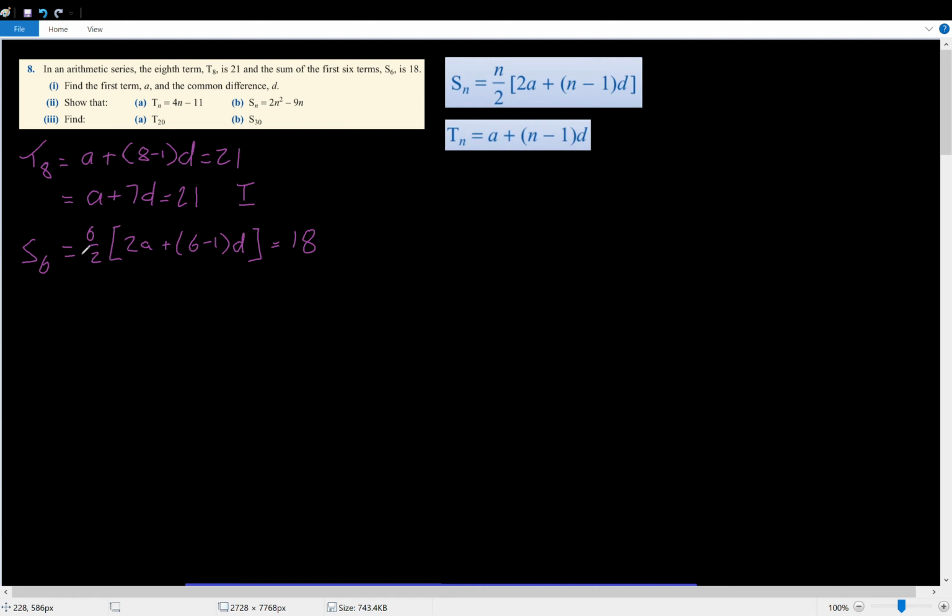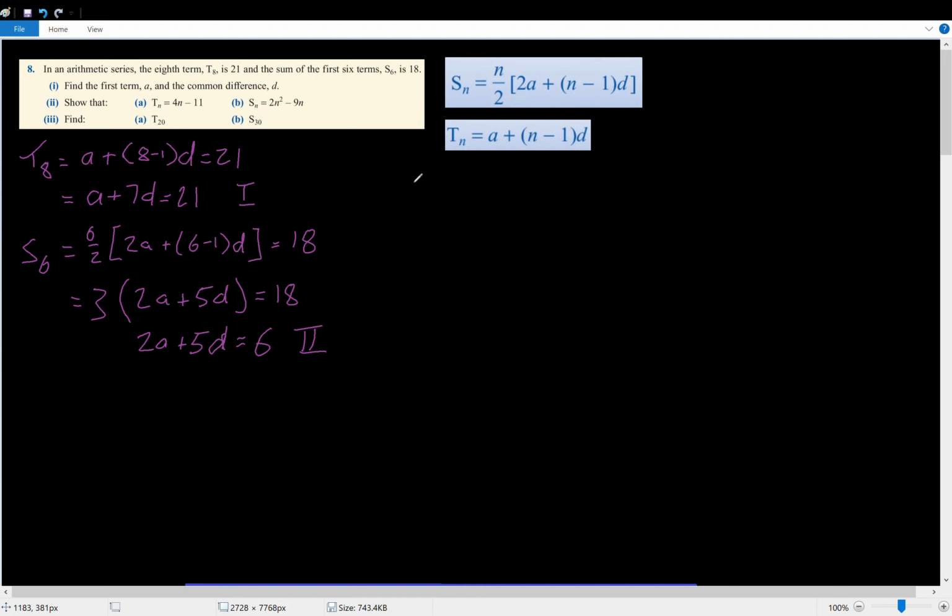Now we're going to tidy up the S6 one here, so we're going to get 3 times 2A plus 5D is equal to 18, and if we divide both sides by 3, it'll get rid of our 3 outside the bracket here and reduce our 18 down. We're going to get 2A plus 5D is equal to 6. And that is our equation 2. And now we've got two equations with two variables, so we're going to solve them simultaneously.